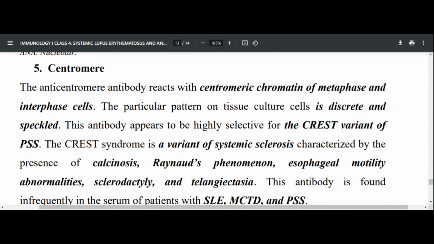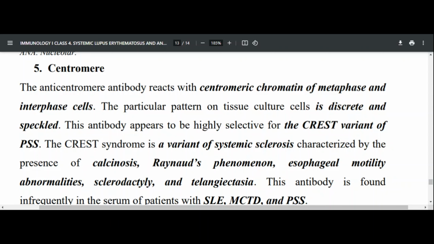So the particular pattern on tissue culture cells is discrete or speckled. Sometimes the centromere reaction is not a pattern, but those are the antibodies against centromere. So when they react, they react as a discrete or speckled reaction. These antibodies appear to be highly selective for CREST syndrome or CREST variants of PSS.